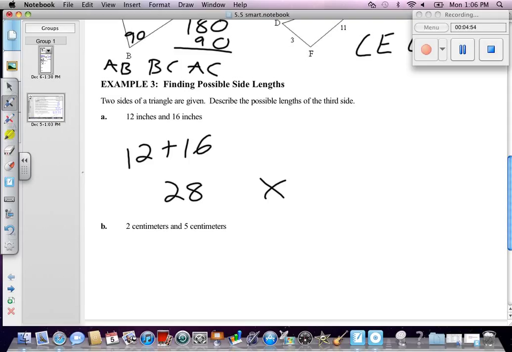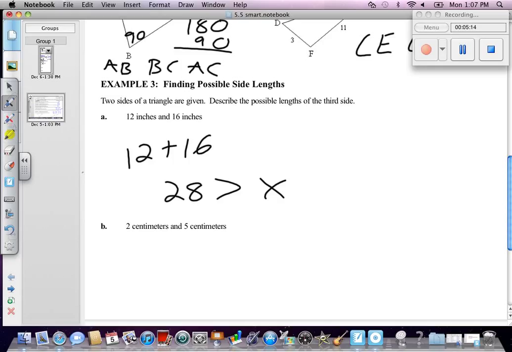So 28 has to be bigger than x, right? Yes. Basically, that's it.